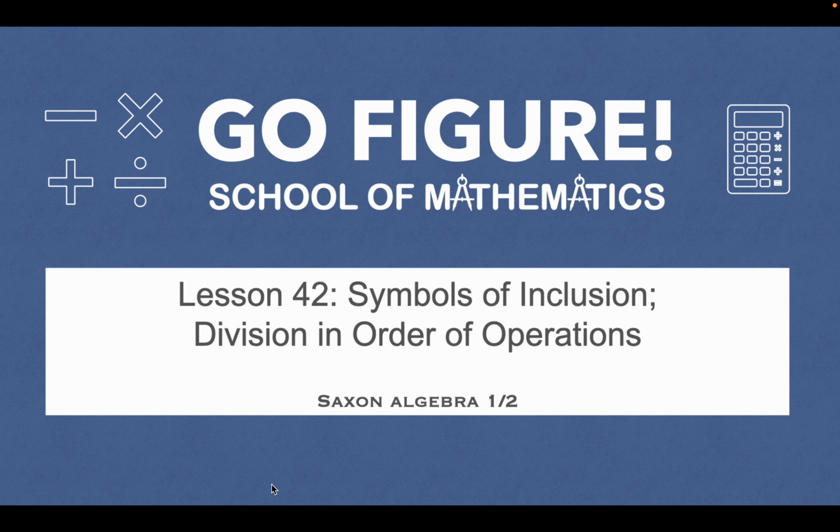Welcome back to Go Figure. Today we're on Lesson 42 of Saxon Algebra Half, Symbols of Inclusion and Division in Order of Operations.